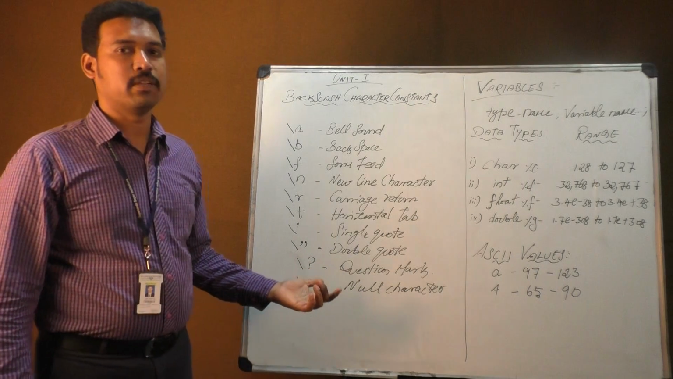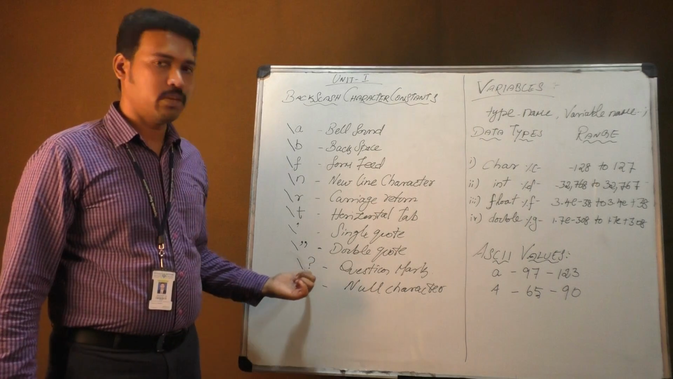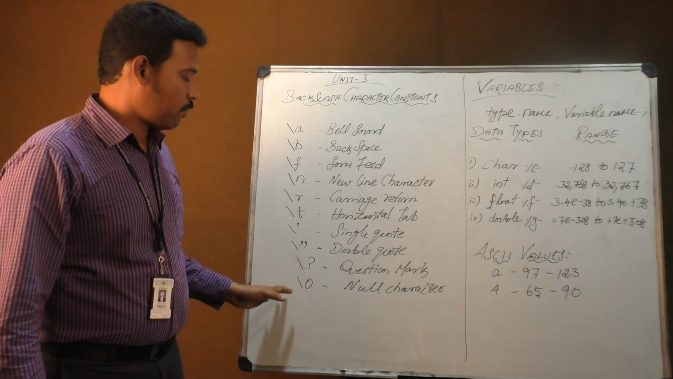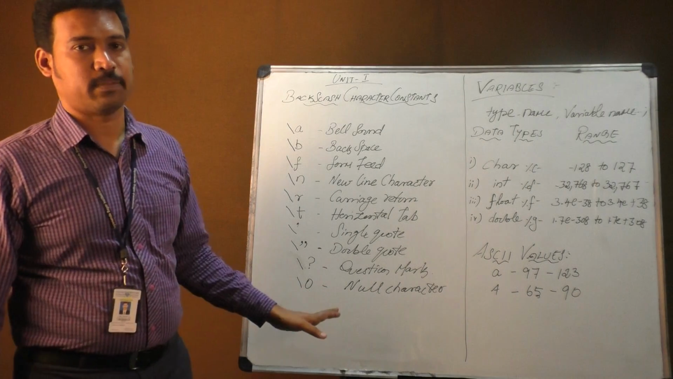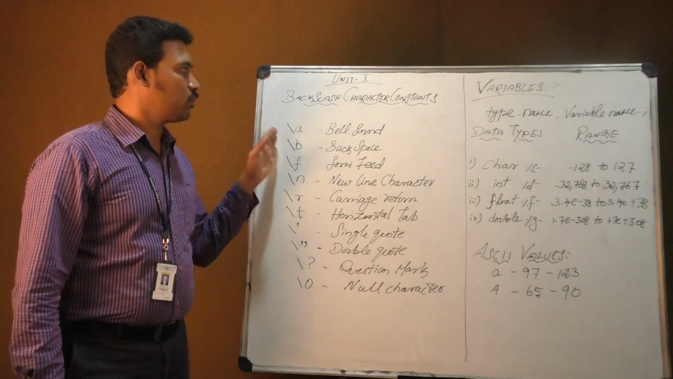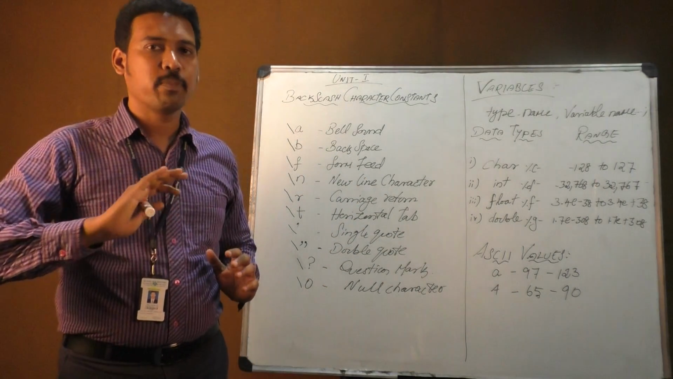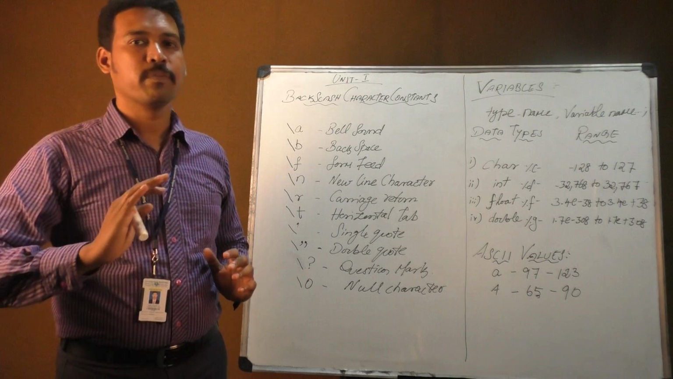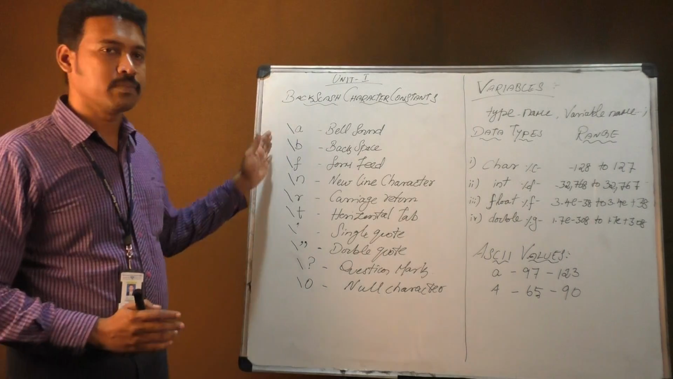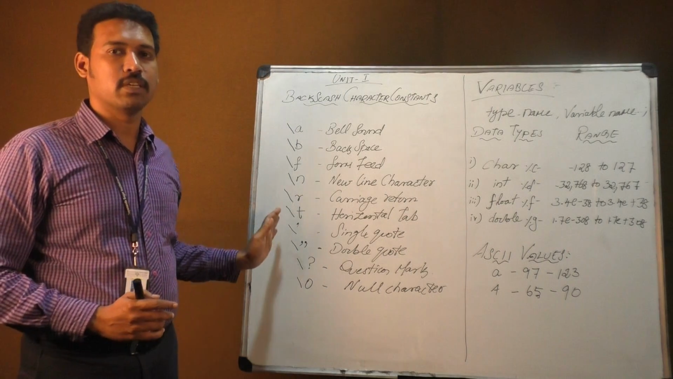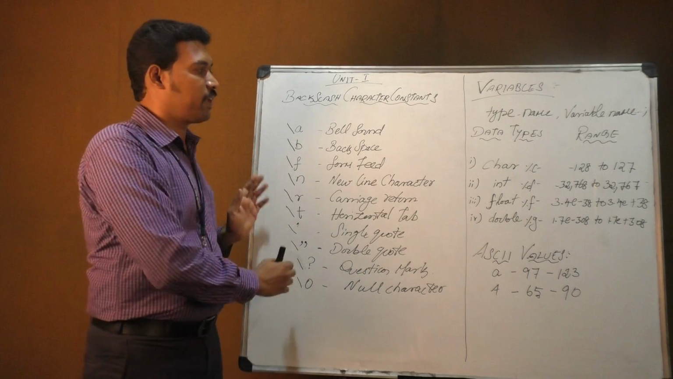Backslash question mark is used if you want to produce a question mark in your C program output on the screen. Backslash 0 produces the null character. So these backslash character constants are widely used to produce output during the execution of a C program in a proper format, which is called formatted output. Using this method, you can execute a C program in a proper way.